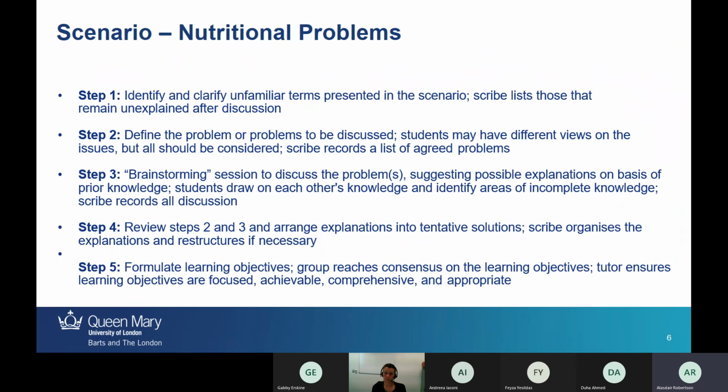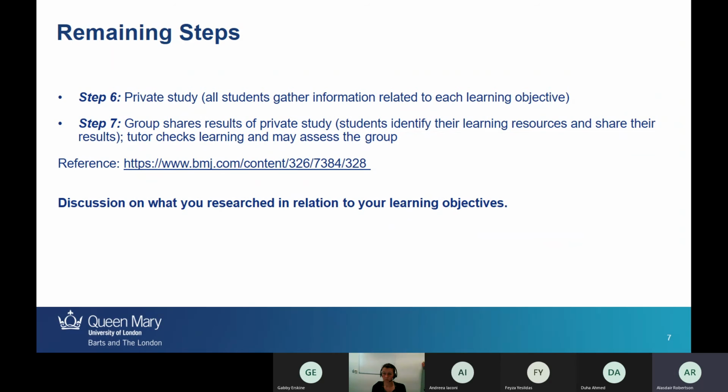And then they'd come back, and then we would do steps 6 and 7, which is what we are going to do today. So after the last session, I asked that you go away and do a little bit of private study. You didn't have to do very much. In a typical PBL at medical school, all the students would have to gather information to relate it to each of the learning objectives. So just to let you know.